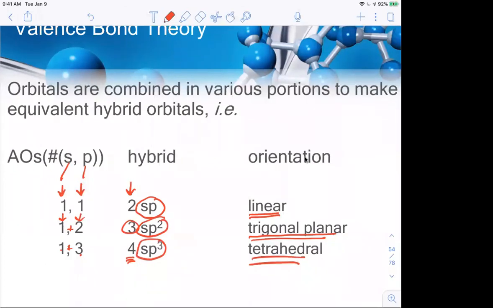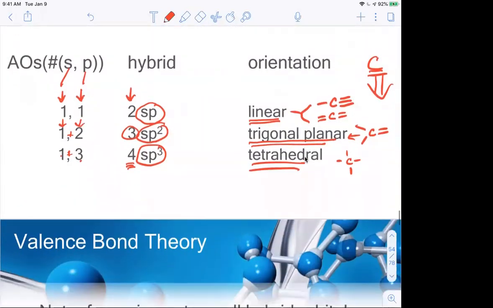That gives me tetrahedral. So again, this is going to be the situation where I have 2 charge clouds. This is going to be the situation where I have 3 charge clouds. And then this is going to be the situation where I have 4 charge clouds. So again, this is what I have to know. I have to know how it all relates to carbon, because that's our most important element in this whole topic.